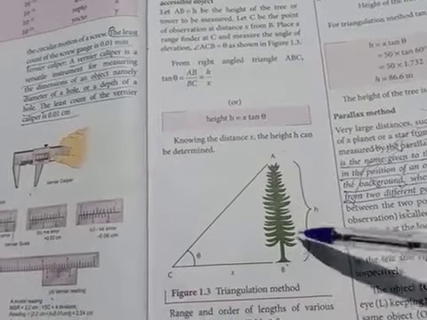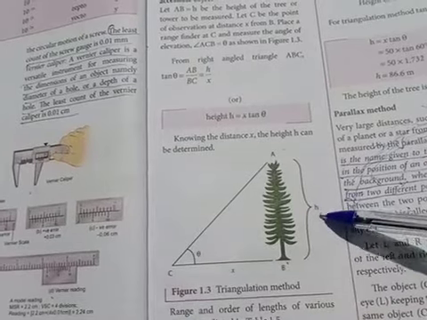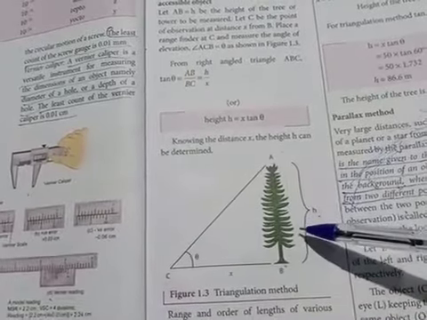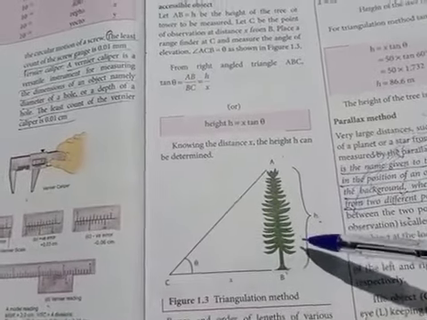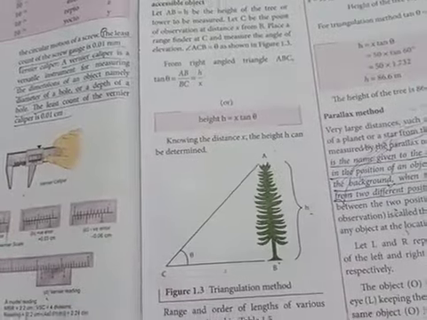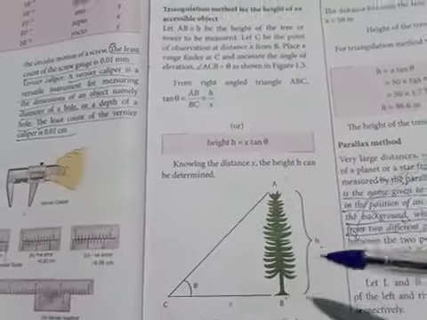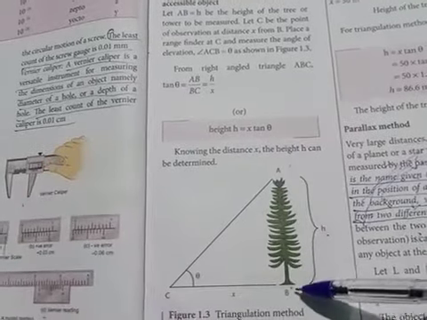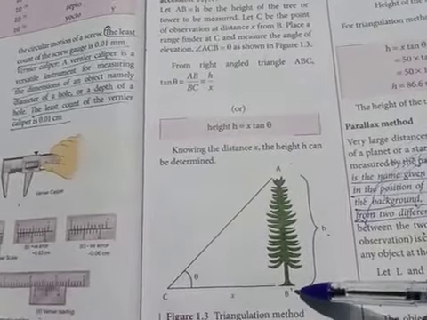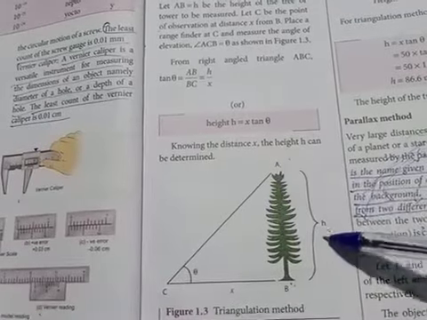So AB is equal to H. That is the height of the tree or tower to be measured. Suppose you want to measure the height of a tower or the height of a tree. So the first thing you have to consider is that the height of that object is H.